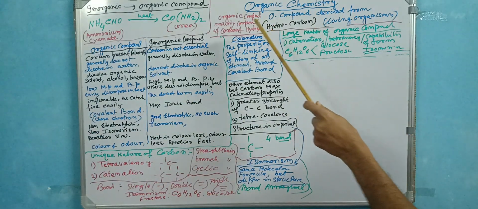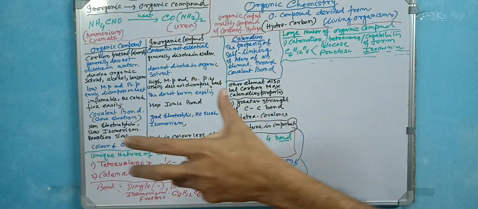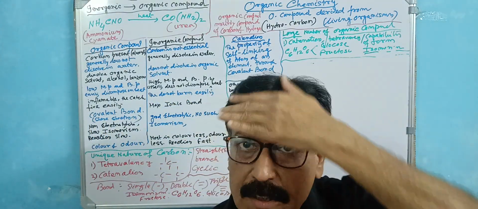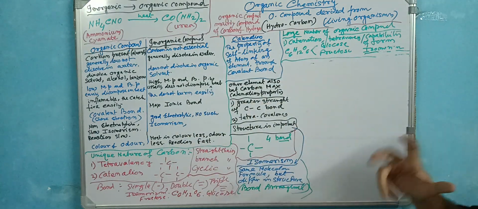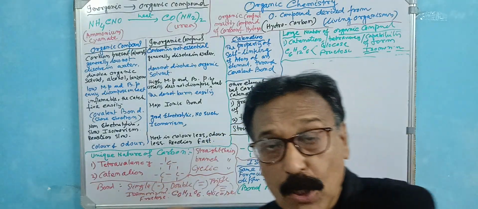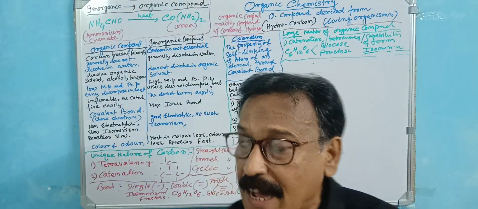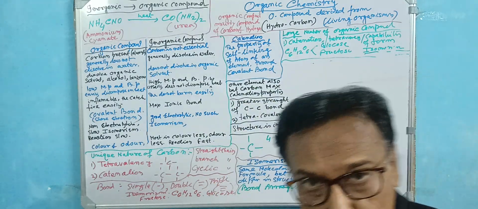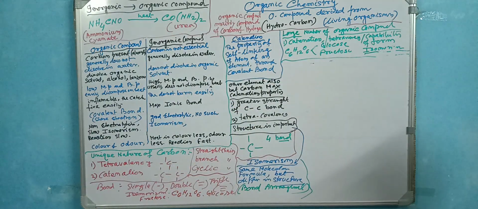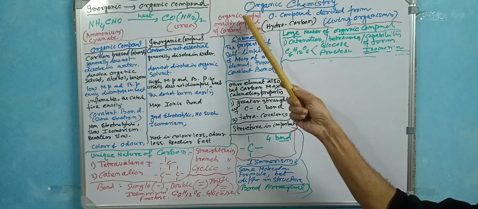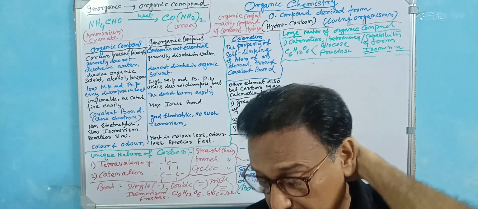Organic compounds are derived specifically from living organisms. Any type of organic substance comes from living organisms; inorganic comes from non-living. In organic chemistry, the central part is carbon. Carbon is the main part, and especially maximum hydrogen is combined with it. So the other name of organic chemistry is hydrocarbon. Organic compounds are mainly compounds of carbon and hydrogen.